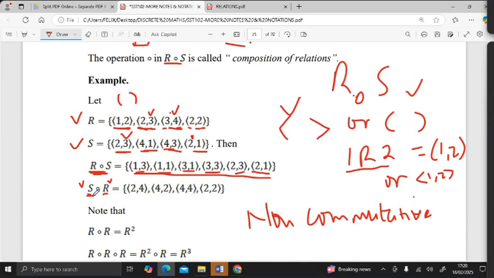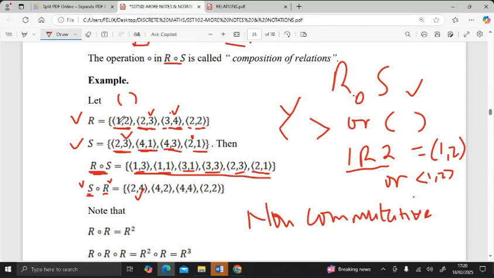Now let's see. If we start with S, then we start with the members of S. We have 2 S related to 3. We would want to look for a member of R that starts with 3. It is here. So we have 2 S related to 3, 3 R related to 4, and therefore we shall have 2, 4. We look for another member of R that starts with 3. Apparently there is none, so we move to the next.